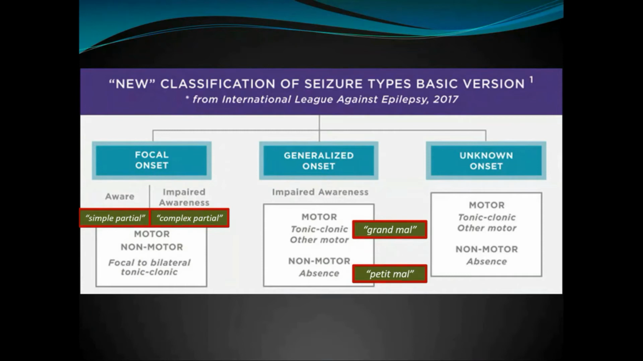On the other hand, there are non-motor generalized onset seizures as well, and those are called absence seizures, and that kind of breaks our rule here of having a first name and a last name. These are just called absence seizures. In the old terms, these would have been called petit mal seizures. Okay.